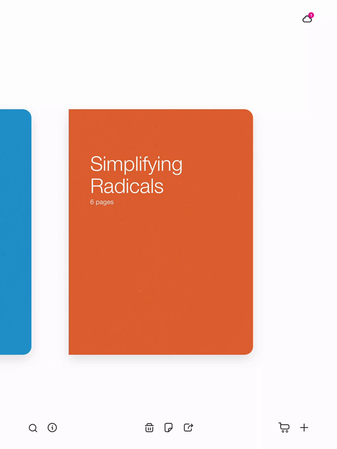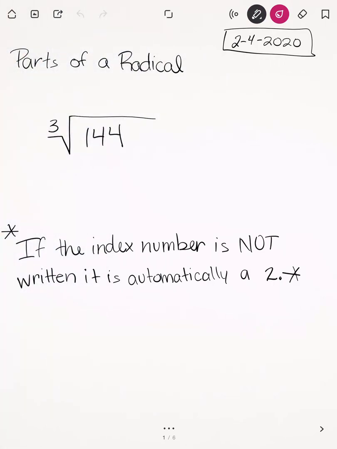This video is over simplifying radicals. So first we need to talk about parts of a radical. Right now we have the cube root of 144. We need to know that this number right here is known as the index number, or the index. So I'm just going to say index number, abbreviate number.